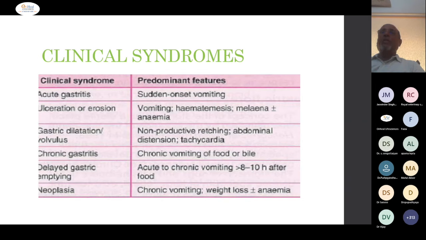Neoplasia of the stomach shows chronic vomiting, weight loss, anemia, and there can be hypoalbuminemia because of less absorption. All these things can be seen in neoplasia. But remember, all the problems of the stomach are divided into these syndromes: acute gastritis, ulcerations, gastric dilatation volvulus, chronic gastritis, delayed gastric emptying, and neoplasia.